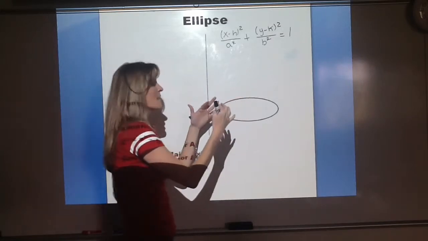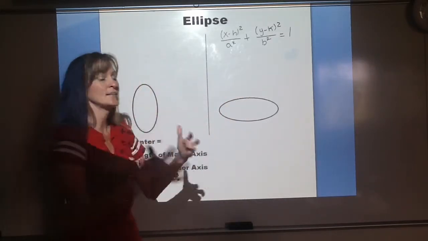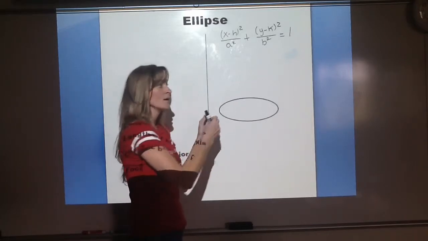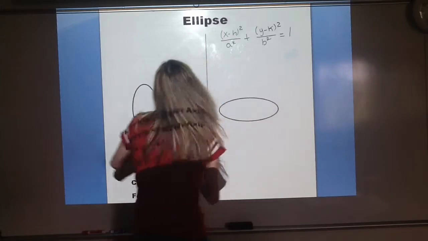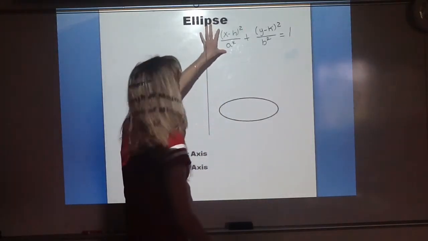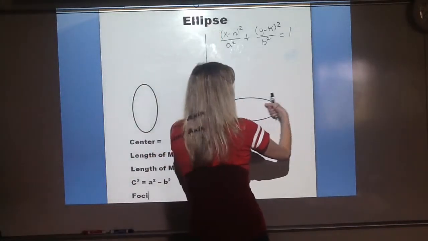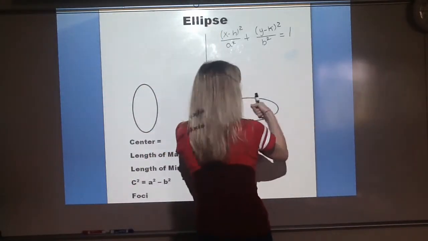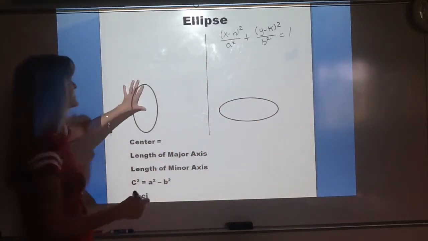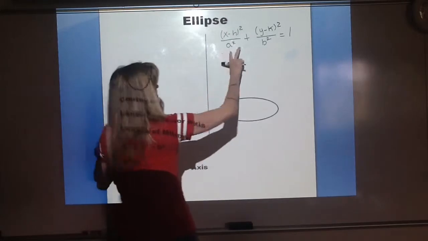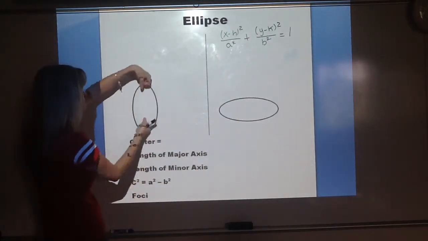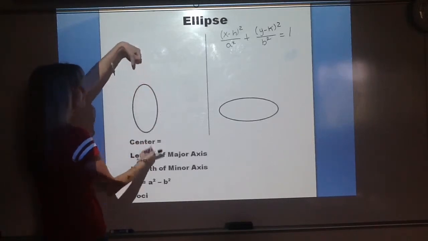So when you have these equations, the first thing you want to identify is where the larger denominator is. And that's what determines whether it is stretched horizontally or vertically. The larger denominator is with my x. And since it's with my x, it is stretched along the x-axis, which is horizontal, left to right. Okay? And so this formula is pretty much the same. The only thing different is that now the larger denominator is going to be underneath the y, which makes sense because y is vertical. So it's going to stretch vertically.